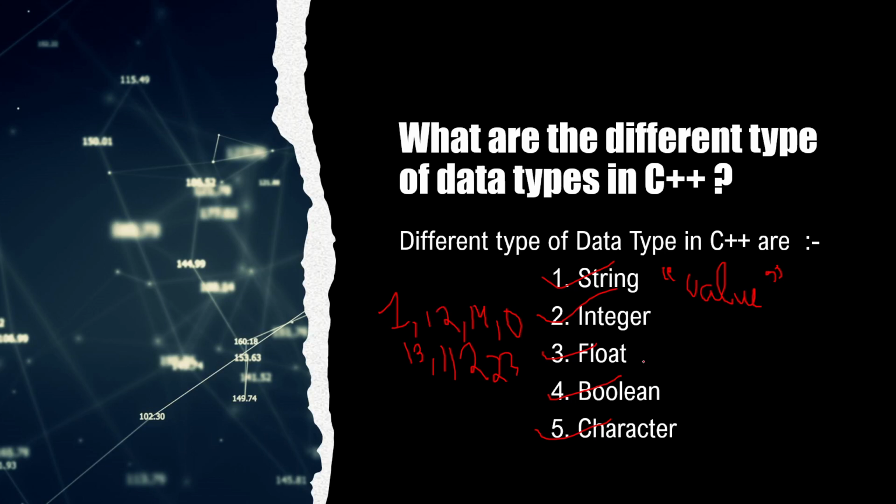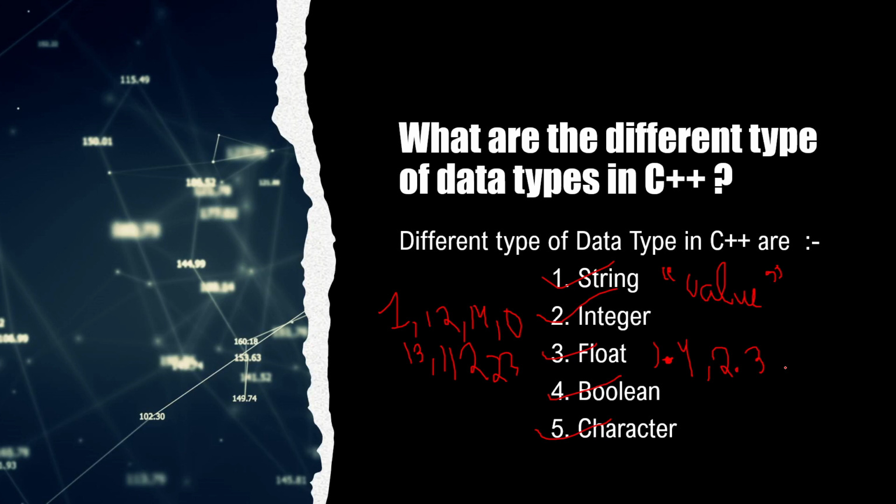Inside float, like 1.4, 2.3, and so on. So any number which has a decimal in it is known as a float.